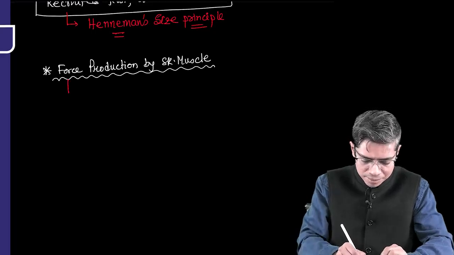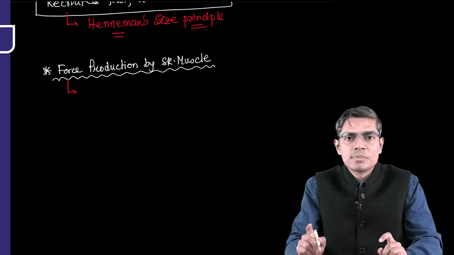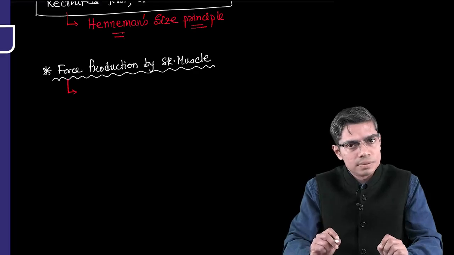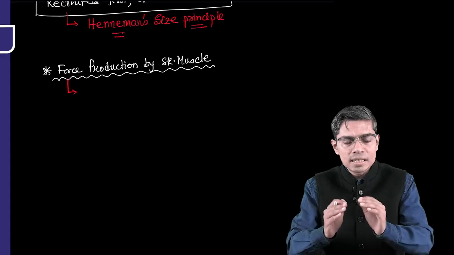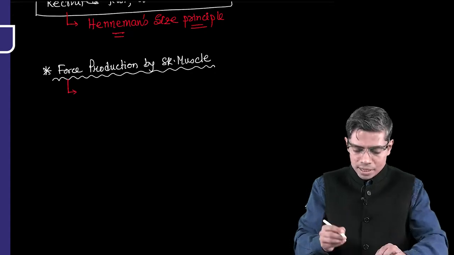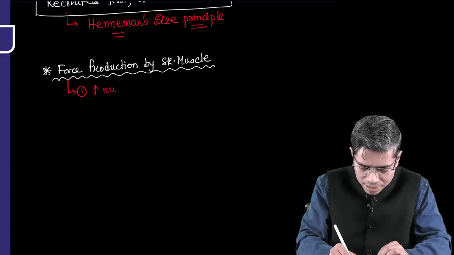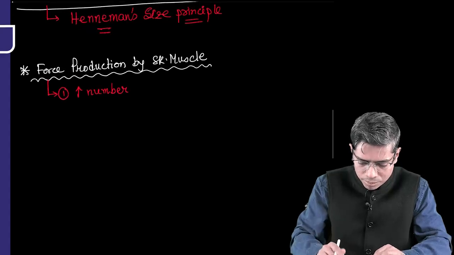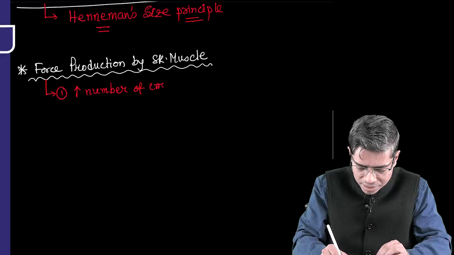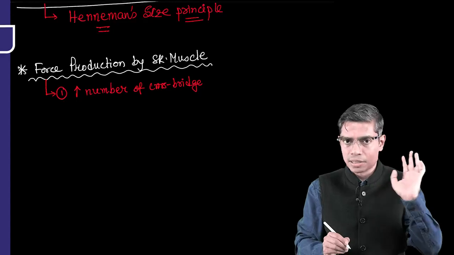Could you recall the previous session? I told you during the length tension relationship discussion that the force generated by the skeletal muscle depends on the number of actin myosin cross bridges. The more actin myosin cross bridges in number, the more the force production. So at the molecular level, at the sarcomere level, an increase in the number of cross bridges increases force production by the skeletal muscle. This principle we have already understood, right?